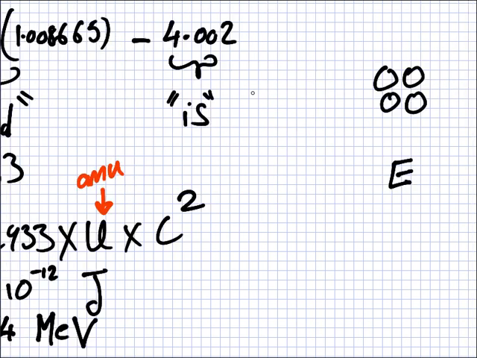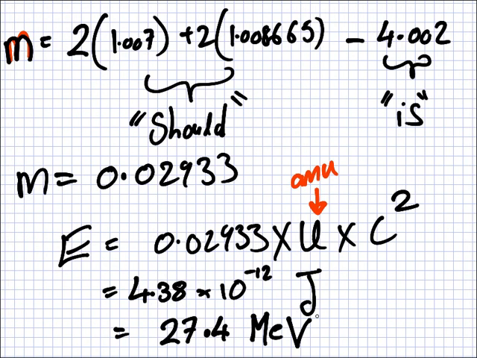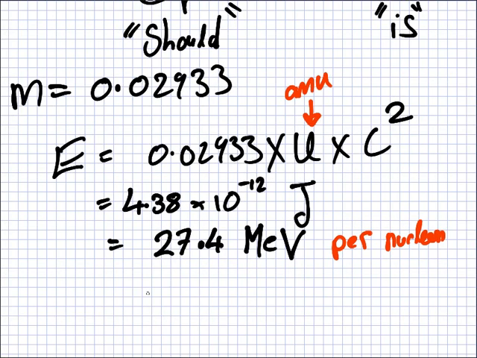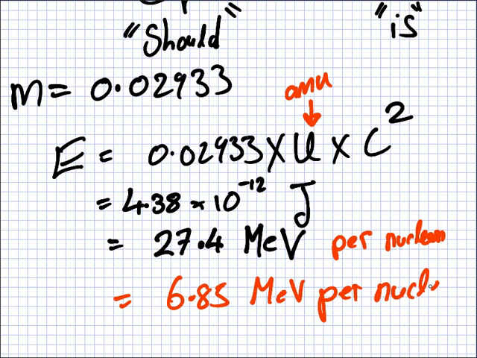So what's more important to know is not the binding energy, but the binding energy per nucleon. So because you have 4 of them here, what we usually do is divide this by 4. So if I divide this by 4, I get 6.85 MeV per nucleon. That's usually what we want to know. See if we can add that in.